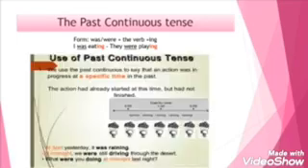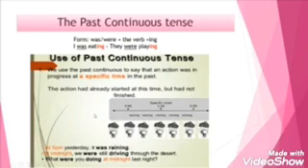So the first use of the past continuous tense is we use it to say that an action was in progress at a specific time in the past. The action had already started at this time but hadn't finished. Like, for example, in this picture, you can see that at 5 p.m., what was happening? It was raining.